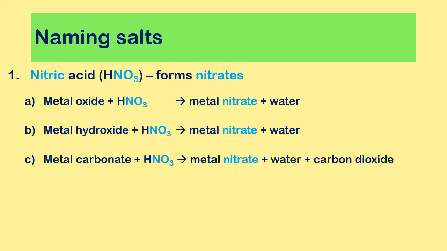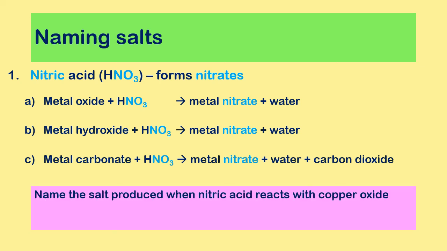So for example, sodium oxide plus nitric acid would produce sodium nitrate plus water. Potassium hydroxide plus nitric acid would give us potassium nitrate plus water. And tin carbonate plus nitric acid would give tin nitrate plus water plus carbon dioxide. So the question we've got here is, name the salt produced when nitric acid reacts with copper oxide. The name of that salt is going to be a metal nitrate, and the metal is copper, so it's copper nitrate.